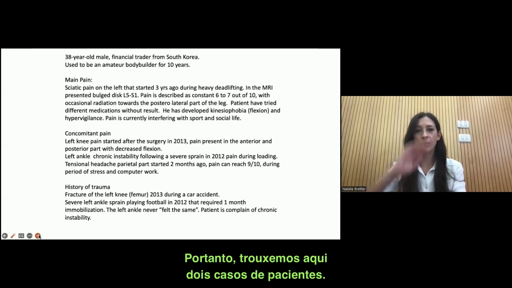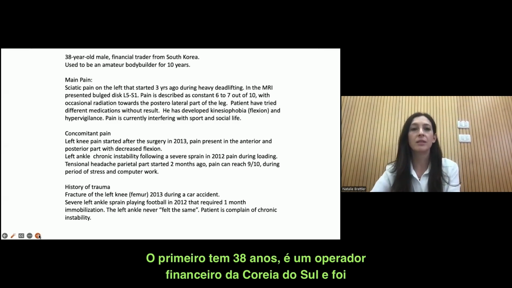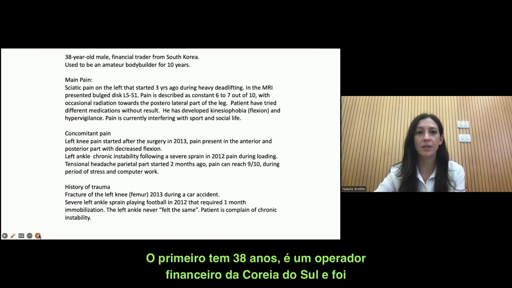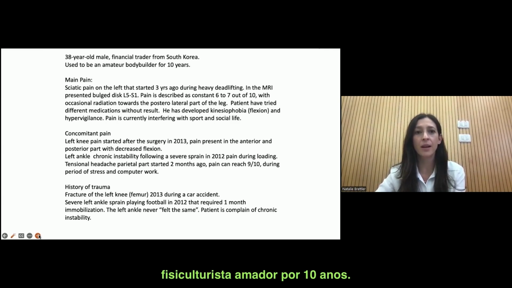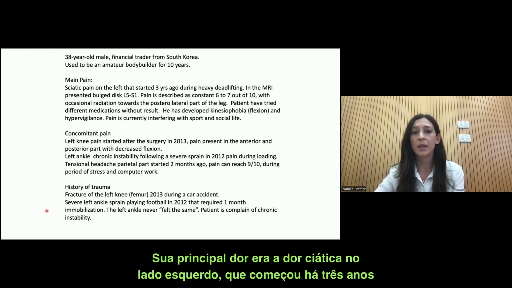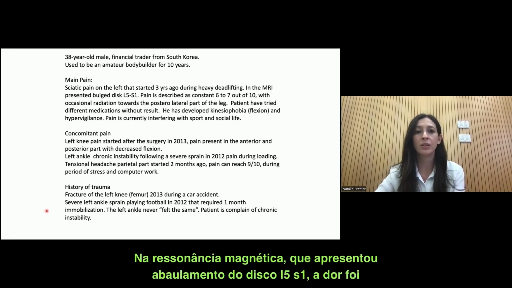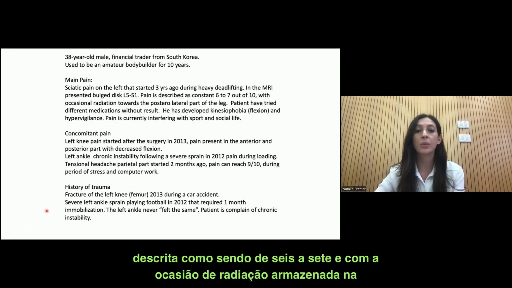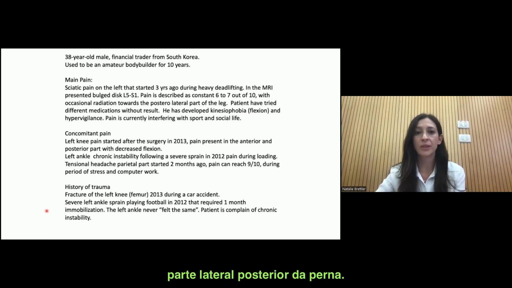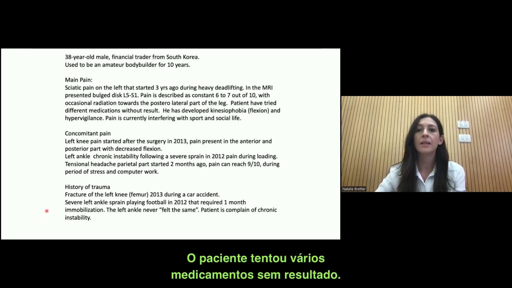So here we brought two cases of patients. The first one is a 38-year-old male, a financial trader from South Korea. He was an amateur bodybuilder for 10 years. His main pain was sciatic pain on the left that started 3 years ago during heavy deadlifts. The MRI presented a bulged disc at L5, S1. The pain was described as 6 to 7, with occasional radiation toward the posterior lateral part of the leg. The patient has tried different medications without result.